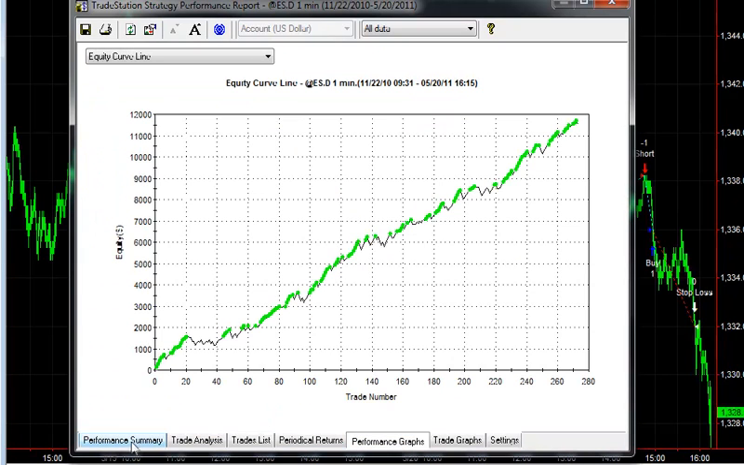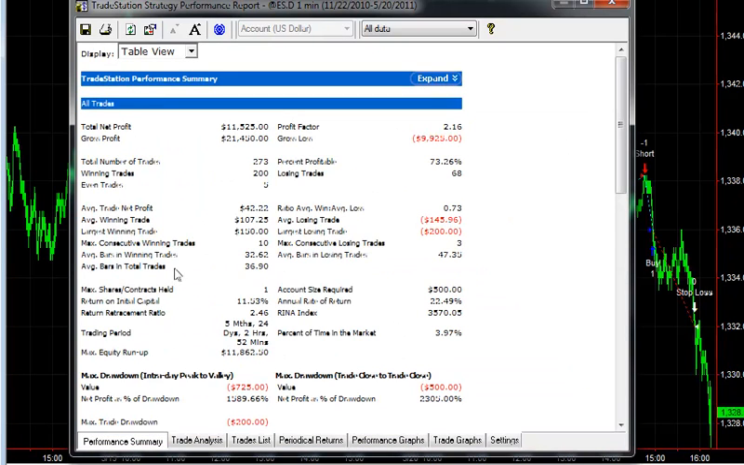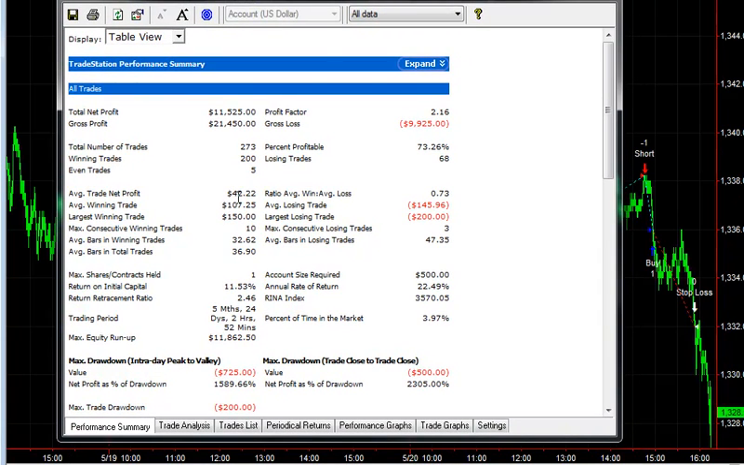And so here we are. Let's look at the maximum consecutive winning trades is 10. Maximum consecutive losing trades is only 3. This is the type of stats that most people like to enjoy or prefer to trade. Some of you asked me if this is okay.